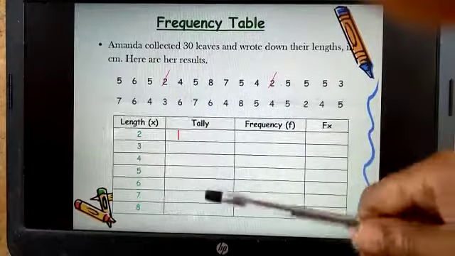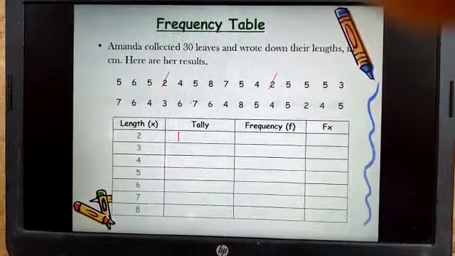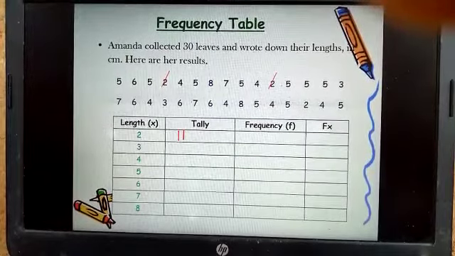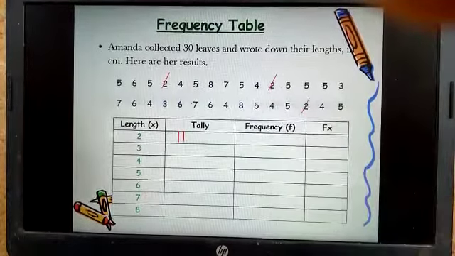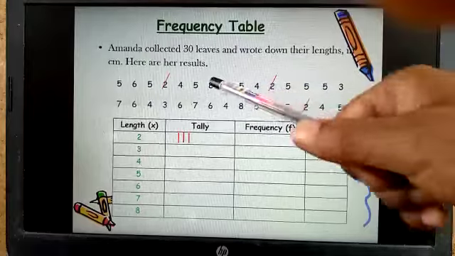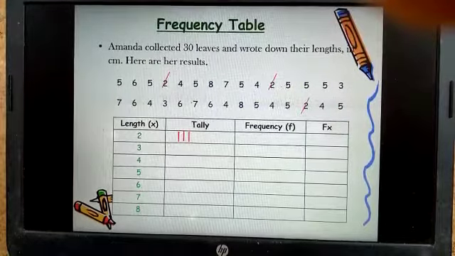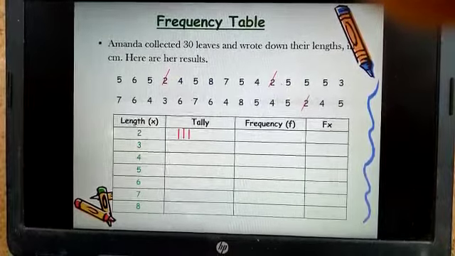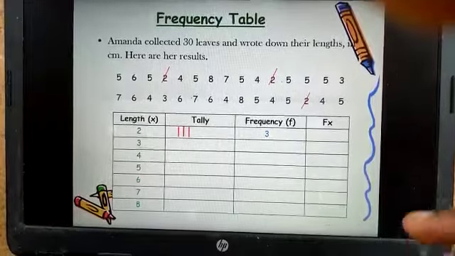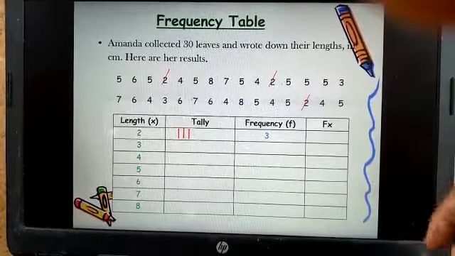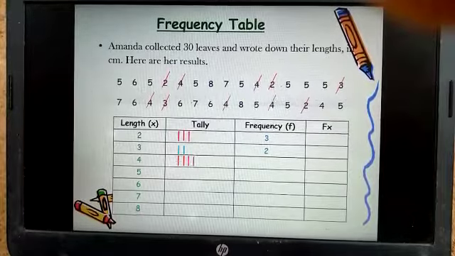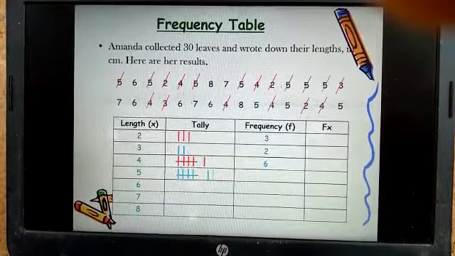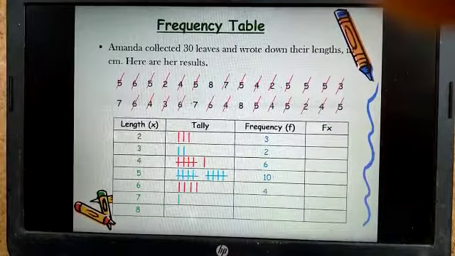Another 2, you cancel it, and you mark 1 for tally. Another 2 is there. You cancel it, and you mark 1 for tally. Is there any 2 again? No. So you sum the tally. That gives us 3. So for 2's, we have 3 of them. You continue in that order till you finish filling the table.